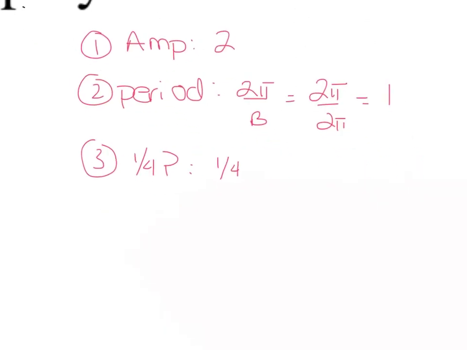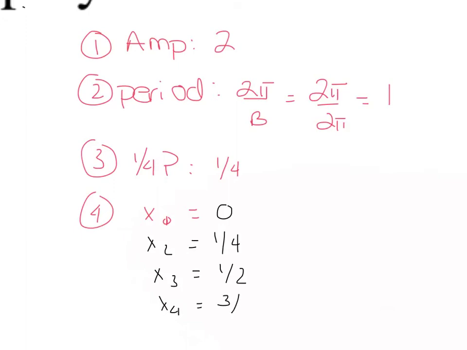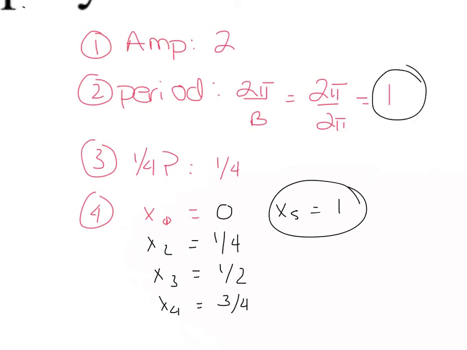This is going to make it very easy to identify the 5 key points. Remember, if there's no phase shift, your first point is going to be with x equaling 0. Your second point is going to be that quarter period, and then just keep adding a quarter until you get your 5 key points. So now that we have our 5 key points, remember the 5th point is going to be equal to the period so long as there was no phase shift. And now we can go ahead and graph the graph of cosine.